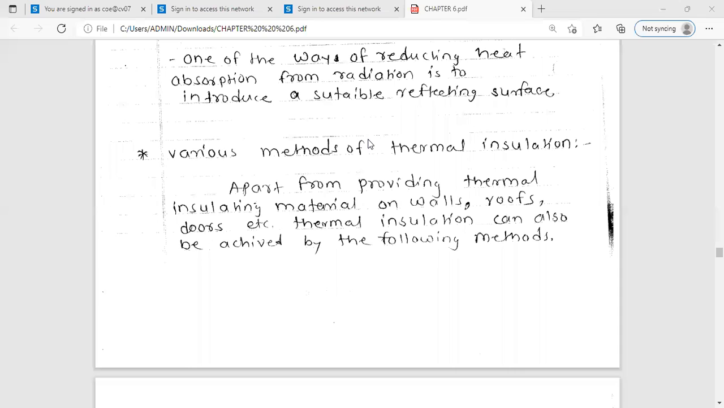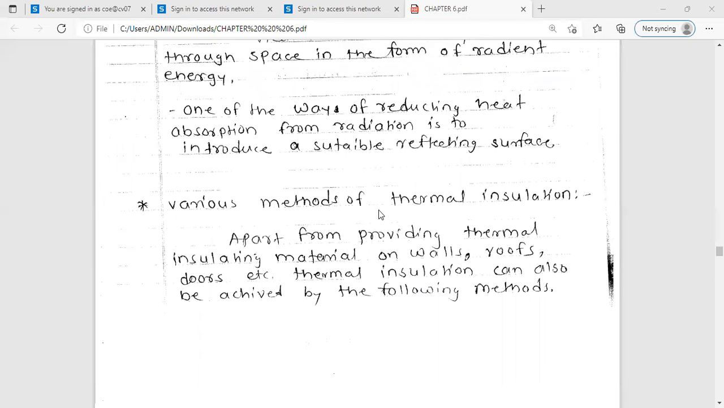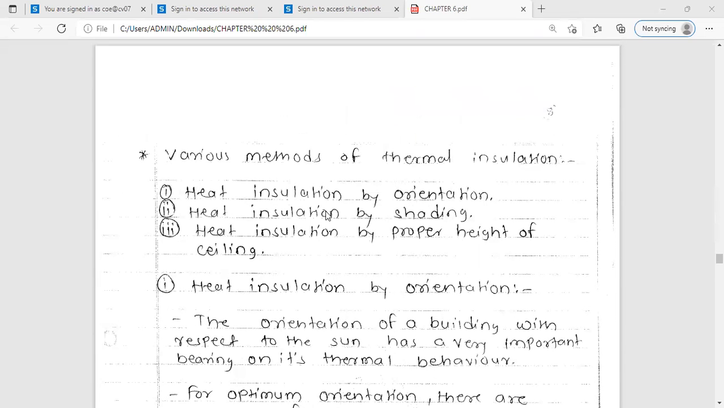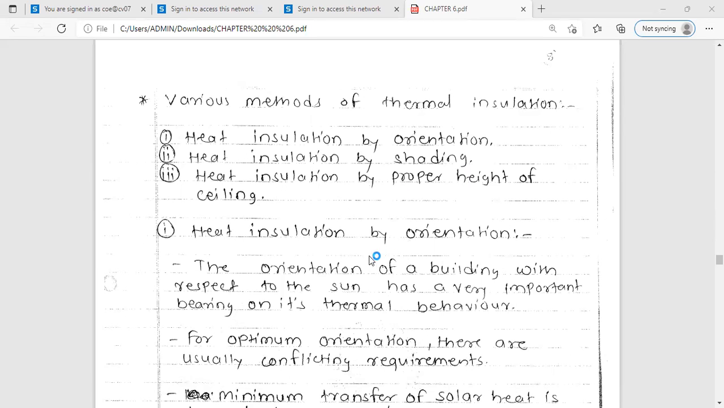Achieving the thermal insulation in that particular region. Okay. Other than that, we can go for achieving thermal insulation by other ways: by orientation, by shading, and by providing the proper height of ceiling. Okay, here, heat insulation by orientation.